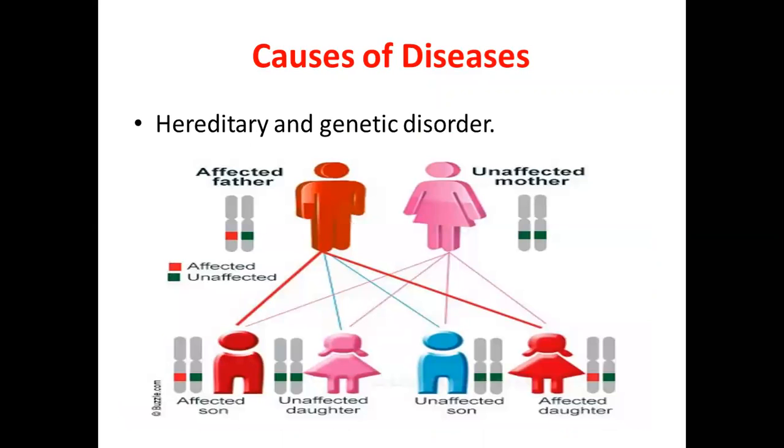Next is hereditary and genetic disorder. So dear students, a hereditary and genetic disorder is transmitted from one generation to the next generation. It may not appear in every generation, but they work as a carrier. So this is a change in the genome. The change occurs in the genome, and it is transmitted from one generation to the next generation.